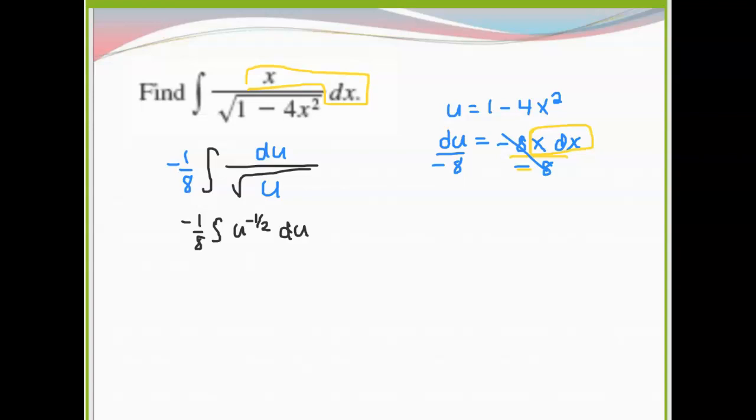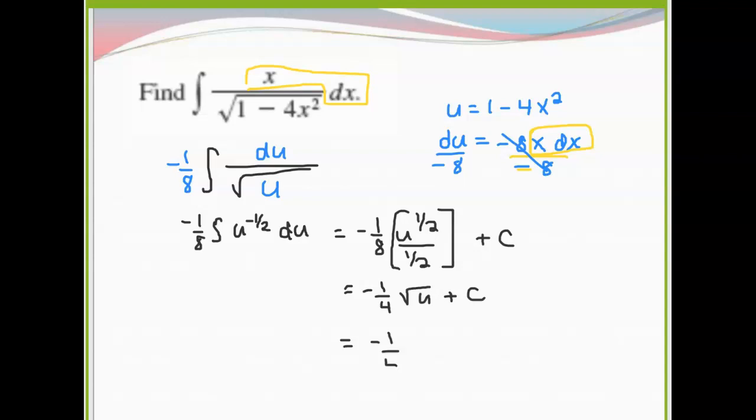Now I apply my reverse power rule. So I add 1 and divide by my new exponent or multiply by its reciprocal. Don't forget your plus c. So negative 1/8 divided by 1/2 is kind of like being multiplied by 2. So you get negative 2/8, which is negative 1/4 square root u plus c.